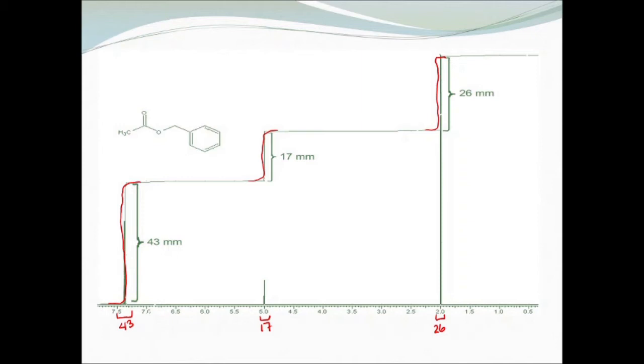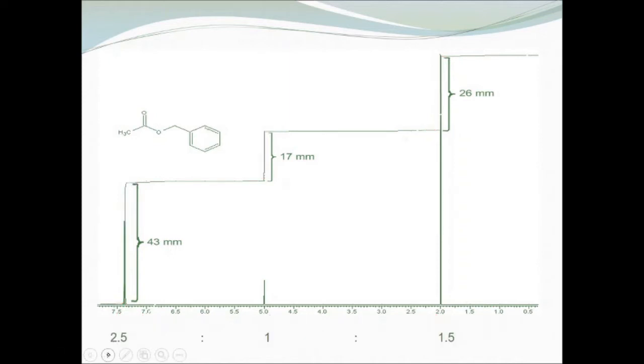If you're dealing with a true unknown, so you have no clue what they are, what we typically do is divide each of these by the smallest. So 17 is the smallest. This gives us 1. 43 divided by 17 is 2.5. 26 divided by 17 is 1.5.